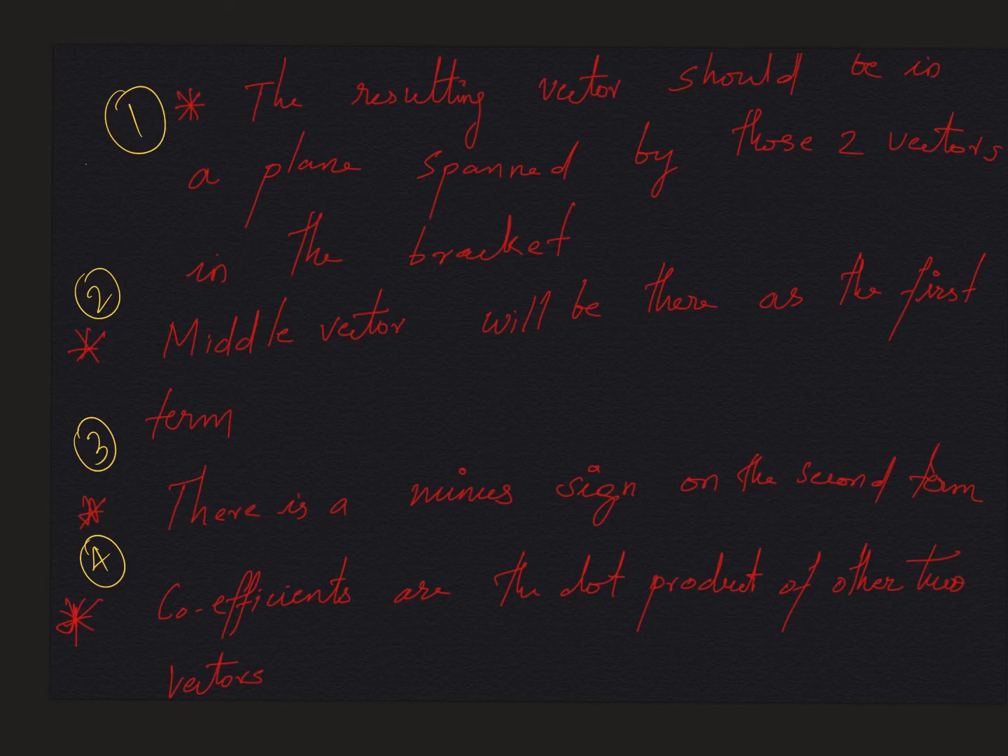So let me summarize all the things we have discussed. I have written them here one after the other. The resulting vector should be in a plane spanned by those two vectors which are in the bracket. Then the middle vector will be there in the first term, the b vector in the two above examples. There is a minus sign on the second term. Then the coefficients are the dot products of the other two vectors. So with this intuitive understanding, I think you will never have to memorize the formula for vector triple product.